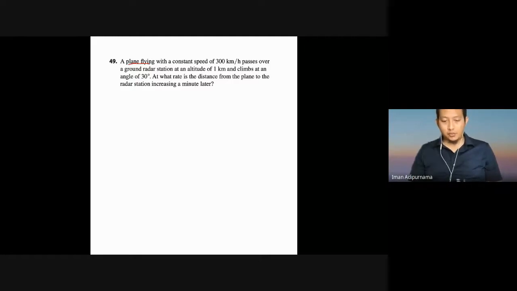It's asking at what rate is the distance from the plane to the radar station increasing 1 minute later. So first you need to draw the diagram. You have the plane, you have the radar, and you have some numbers that you are going to put on, and then you need to calculate the rate between the plane and radar station after 1 minute.